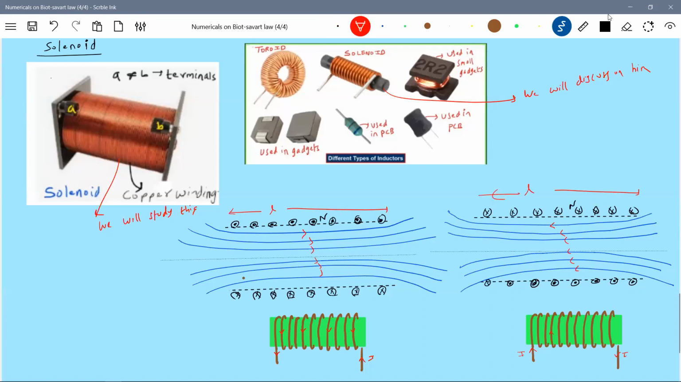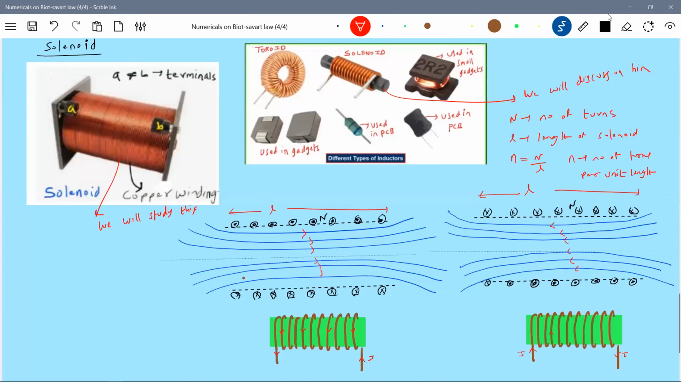So what is the basic feature of a solenoid? Number of turns per unit length. N is the number of turns. What is L? L is the length of the solenoid. So then we'll define N by L, which is defined as the number of turns per unit length. So we have to find out the field strength due to this particular solenoid here.